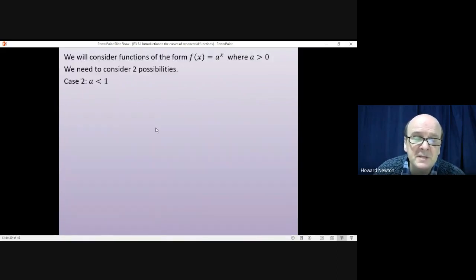Okay, we said there were two cases. The second case is what happens if a is less than 1, bigger than 0, but less than 1. What happens if x is 0? Well, you've still got a number to the power of 0. It doesn't matter what the number is. Anything to the power of 0 is 1. So this doesn't change. If x is 0, f of x is still equal to 1. So exponential curves of this form, they all cross through the y-axis at y equals 1.